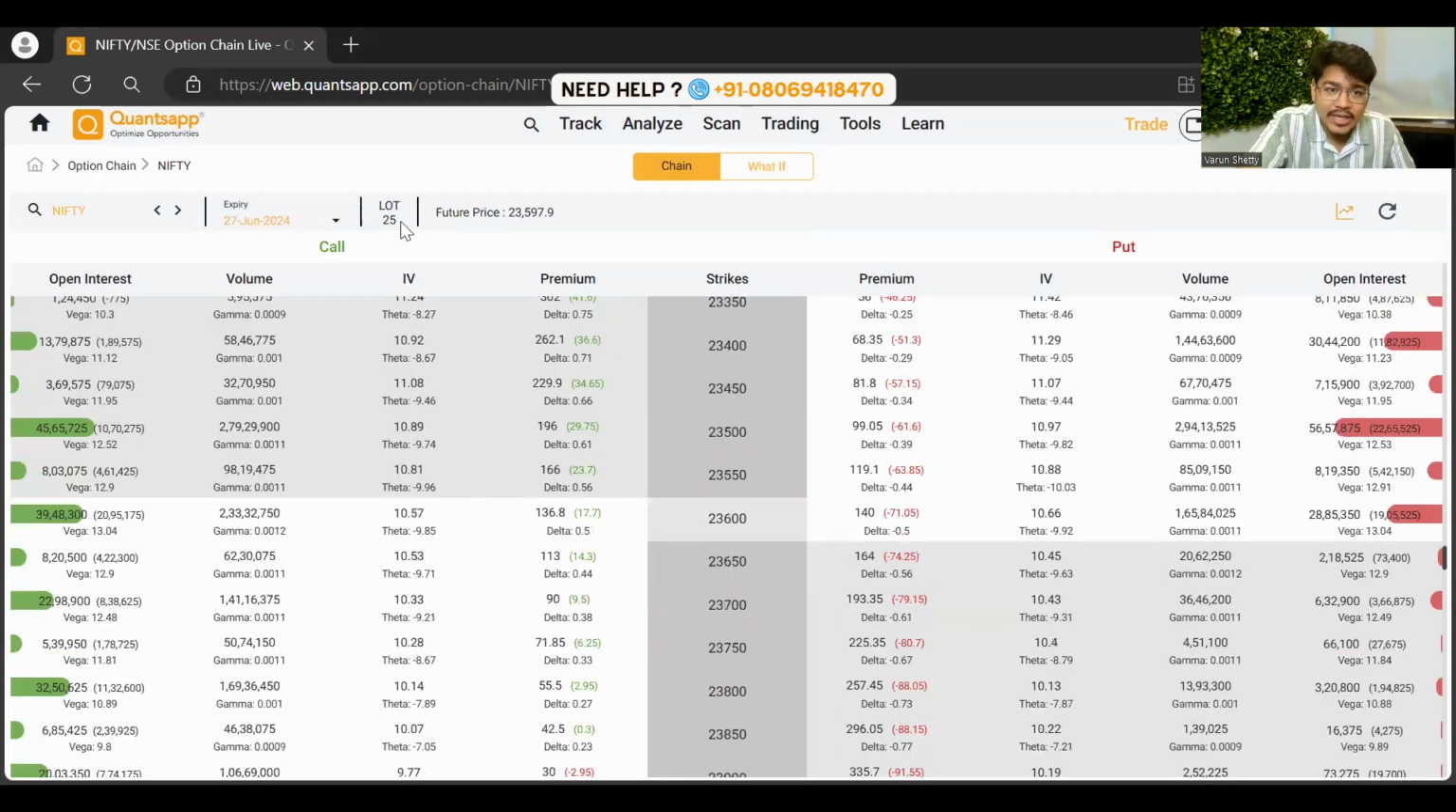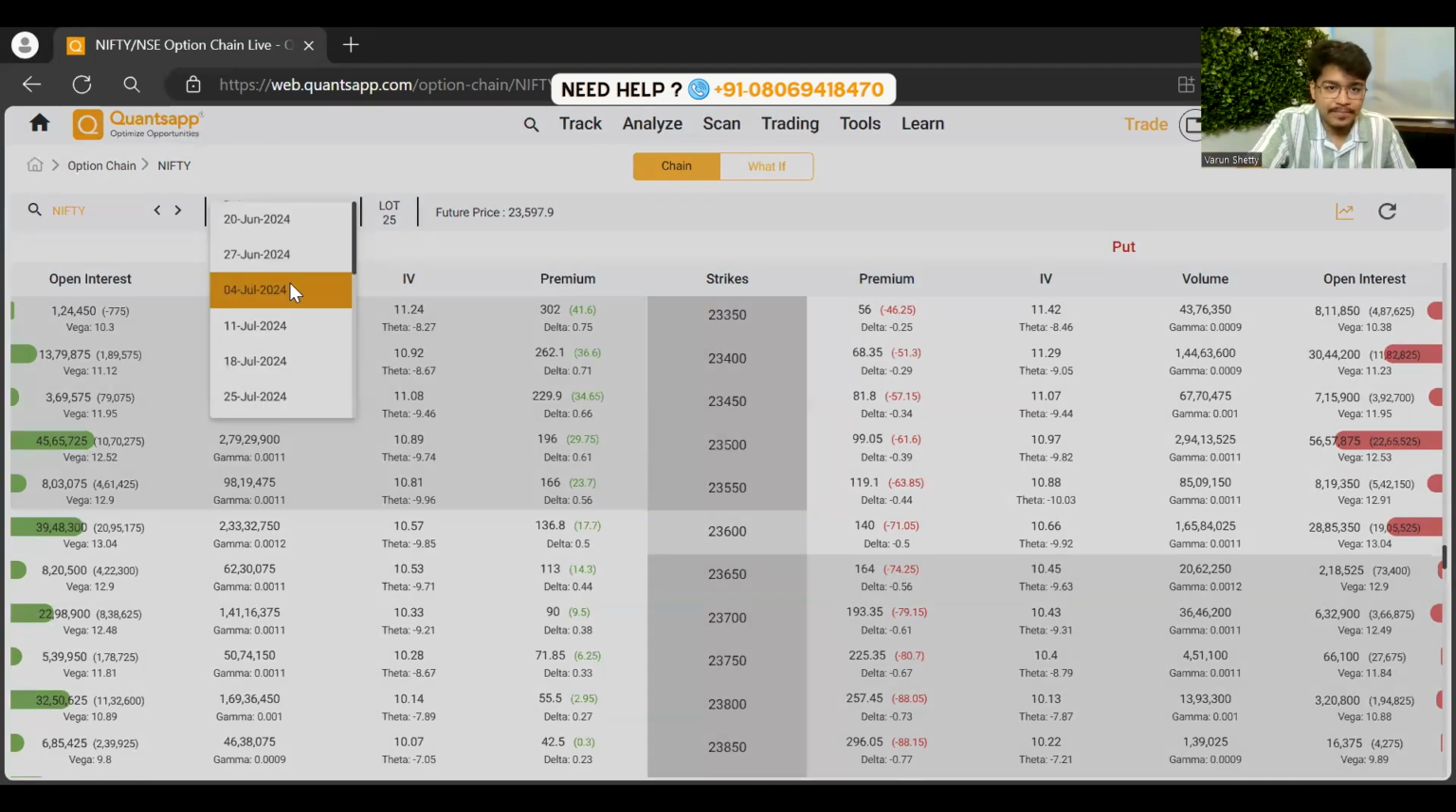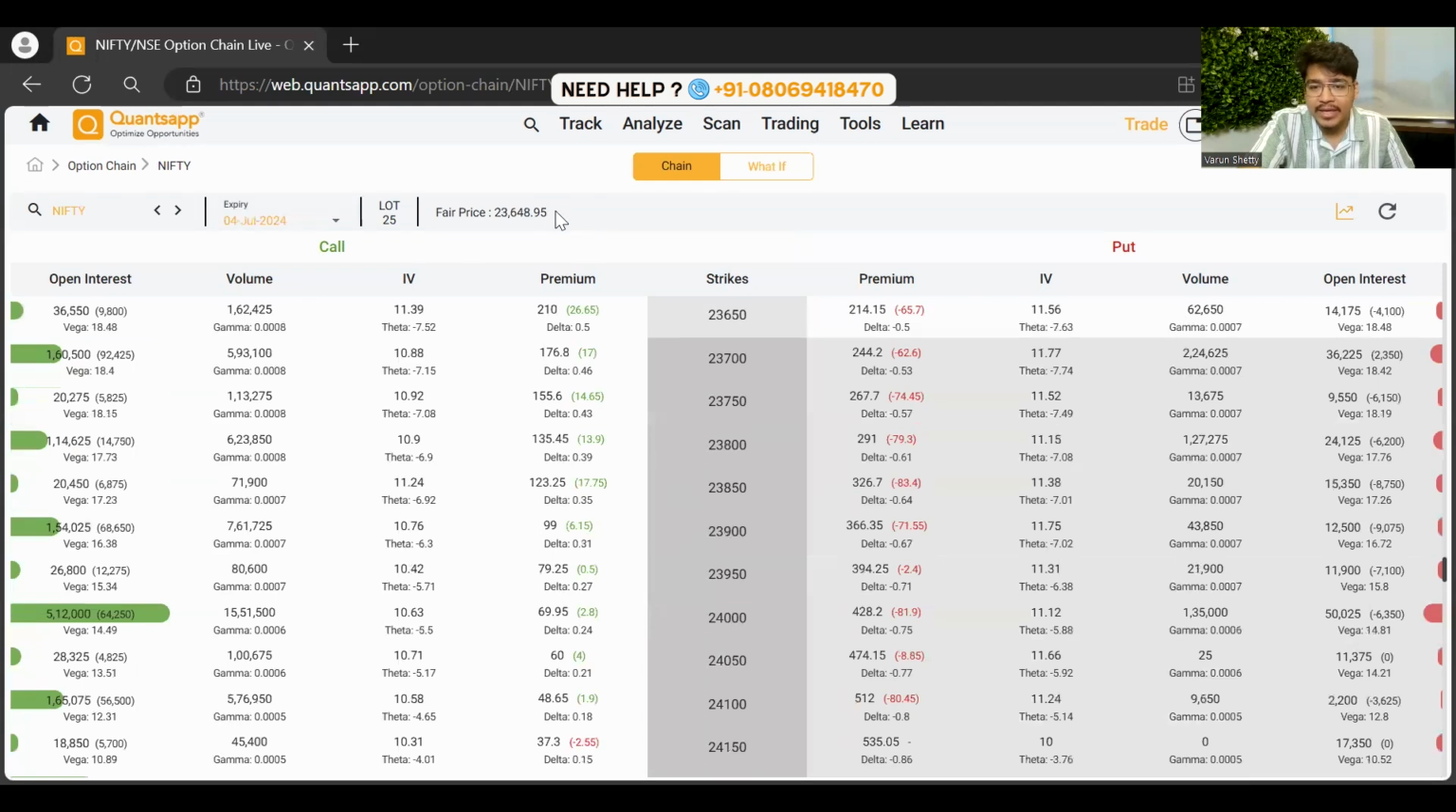You can see the lot size here. For any script you select, you will be able to identify what the lot size is. Then you can look at the future price. This is the future price for the monthly expiry. But if you switch to a weekly expiry, then you will find fair price here. Fair price, for people who do not know, is synthetic futures.